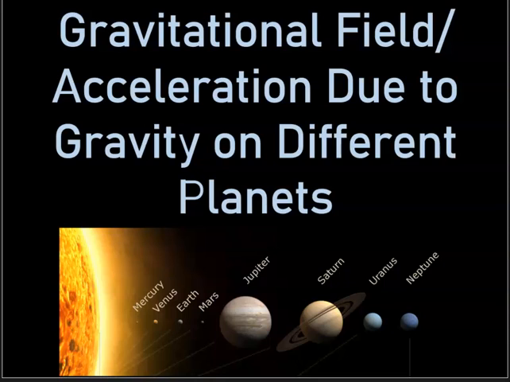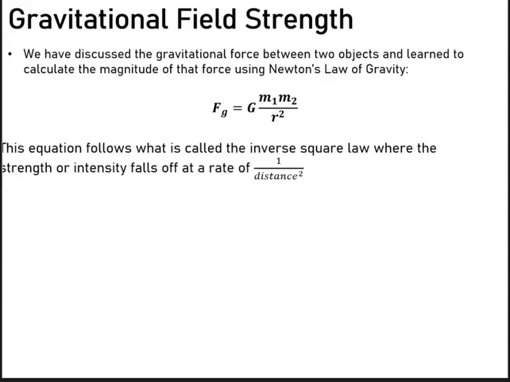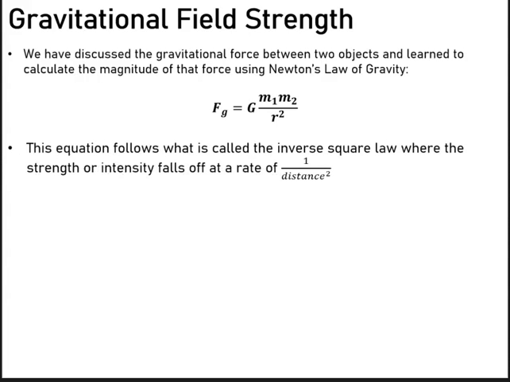This video is going to look at how we can find the gravitational field or acceleration due to gravity on different planets. So first we need to know what is gravitational field strength. So far we've discussed the gravitational force between two objects, and we've learned to calculate the magnitude of that force using Newton's law of gravity. The equation follows what we call the inverse square law, where the strength or intensity falls off at a rate of 1 over the square of the distance.